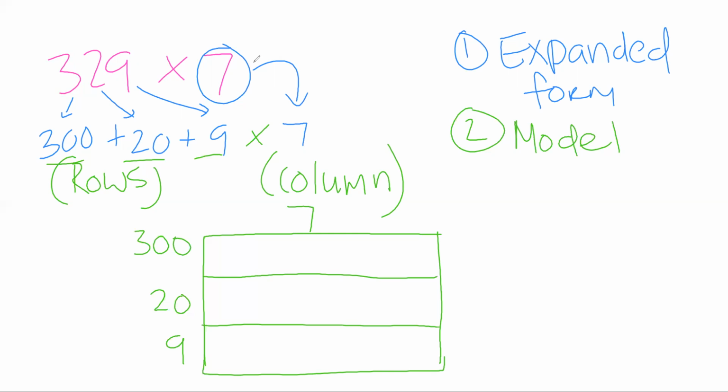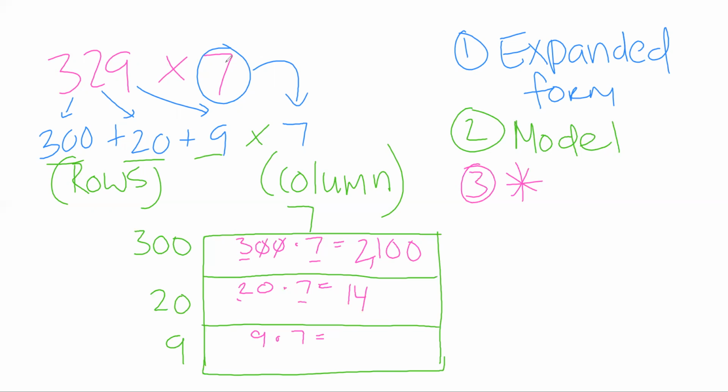So once we made our model, we are, of course, going to multiply. I'm going to take my row of 300, multiply that by 7. Then my row of 20, multiply it by a column of 7, and a row of 9 times a column of 7, and that's that. So let's do that work. 3 times 7 is 21. 1, 2 zeros, 1, 2 zeros, so that's 2,100. 2 times 7 is 14 and a 0, so it's 140. And then 9 times 7 is 63. Now we're going to add those together to get our final product.